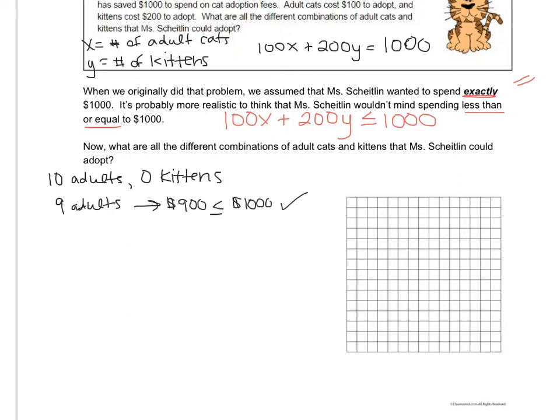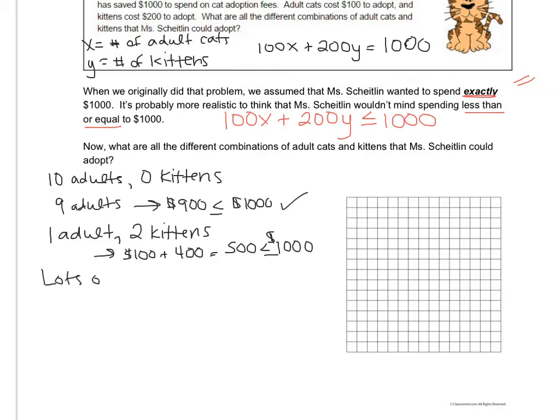Or perhaps I just want 1 adult and 2 kittens. Well, 1 adult is $100 and 2 kittens is $400. That's only $500, which is under my budget. So this combination is also possible now. If I don't care about spending all of my $1,000, I have lots of new combinations to consider, since I don't need to spend all of my money.